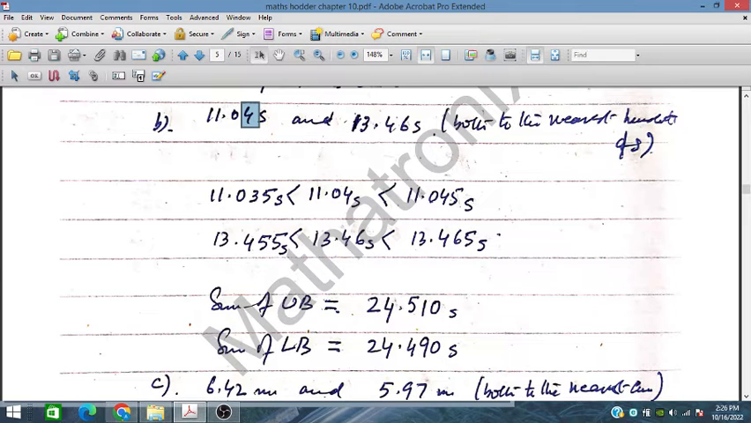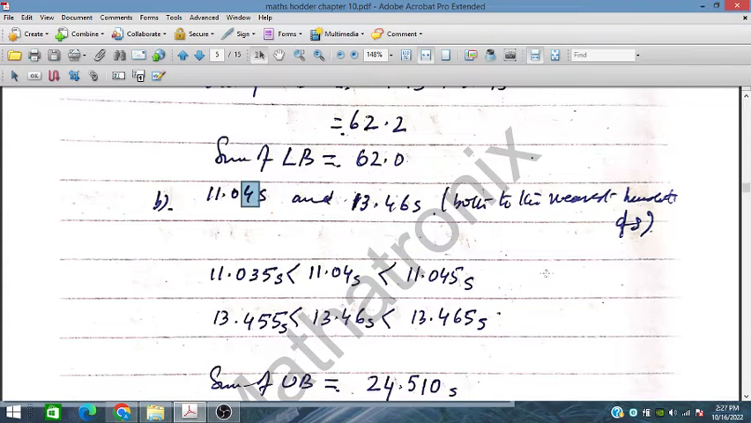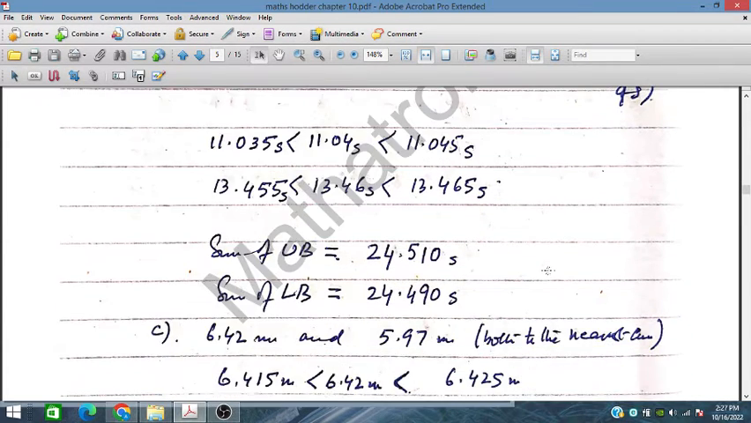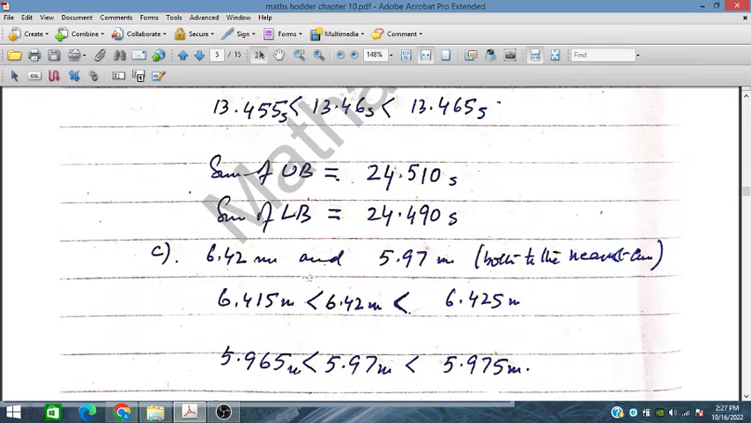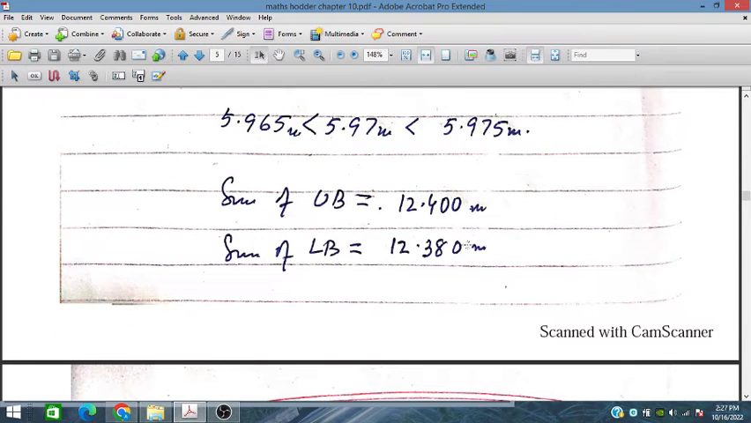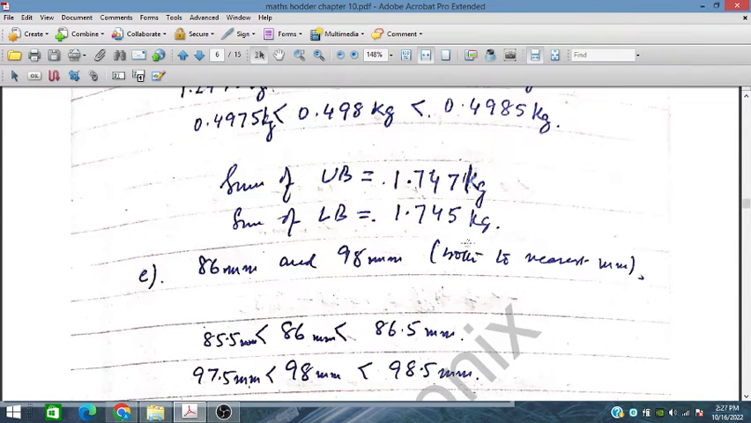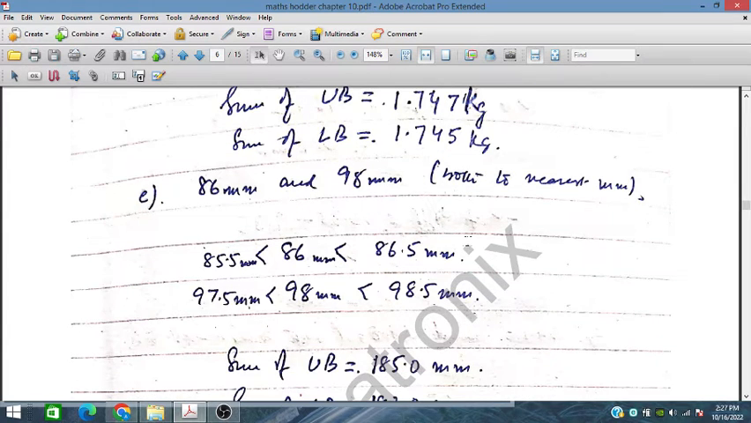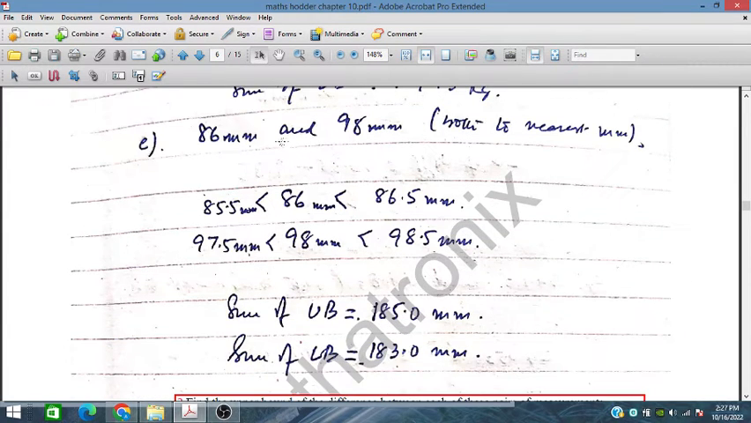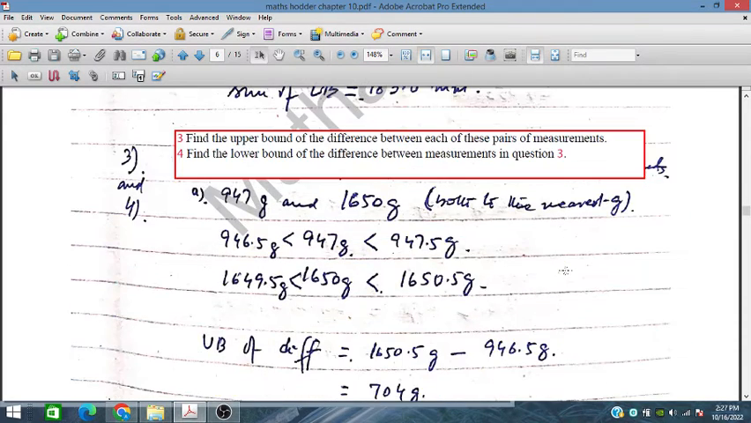The upper bound is 20. Going to the nearest, we will add this one and this one, so we will reach this one. So similarly for this one, this is 86 and this is 98. So for this one we have this upper bound and lower bound.